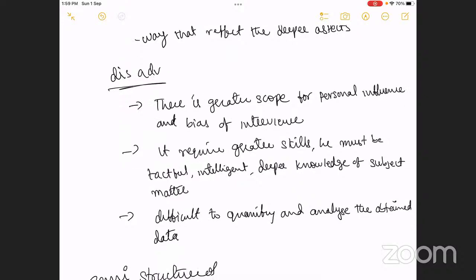So here is another disadvantage with the unstructured one. In the previous structured one, the sixth question is related to the topic, and the sixth question is common to all the respondents. But here in the unstructured one, the sixth question may be anything, based on the answers to the previous questions. So it is very difficult to quantify or analyze the answers you are getting.